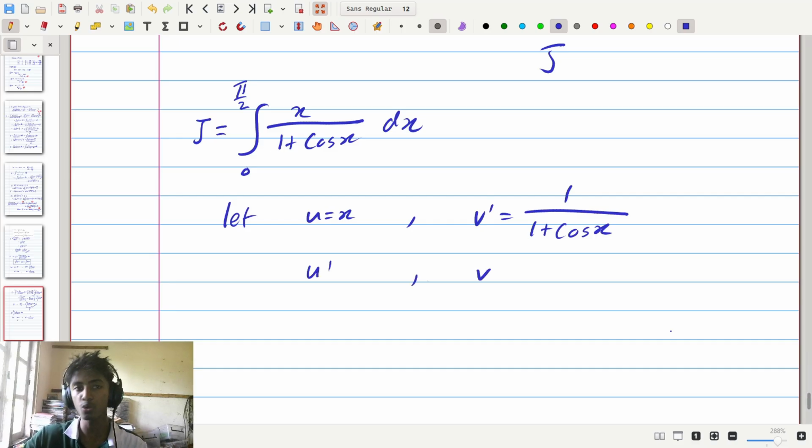Now given this, in order to apply integration by parts, we also need u prime and v. And out of these two, u prime is easy to find, since all we have to do is to take the derivative of u equals x, which gives us u prime equals 1.